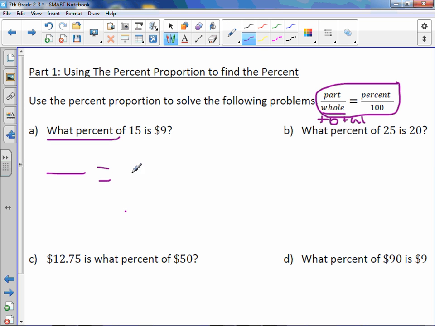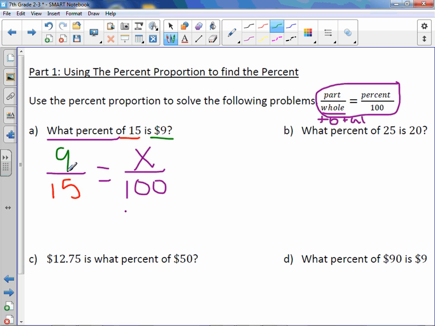So let's make our empty proportion. Our percent is out of 100, and we don't know what it is, so let's fill it in with an X. What percent of 15 is 9? 15 would be your total amount, which would go in your denominator. That'd be your whole amount. What percent of the total 15? Which means your part is 9.